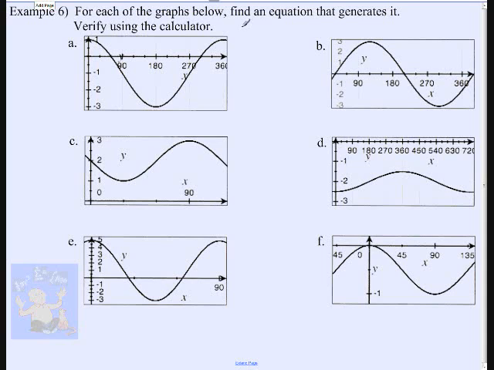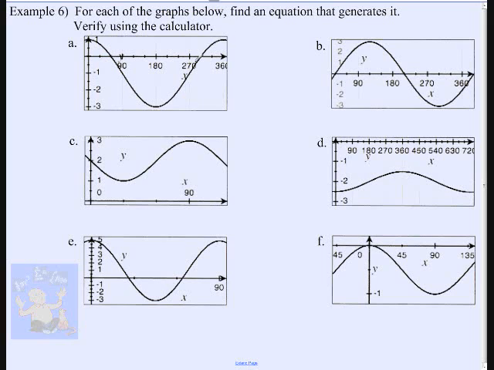For each of the graphs below, find an equation that generates it, and then verify using the calculator. Good idea. You remember what happened to me? Wasn't it just the last session that if I hadn't verified, I wouldn't have caught my error? So pretty important to verify. For each of the graphs below, find the equation that generates it.